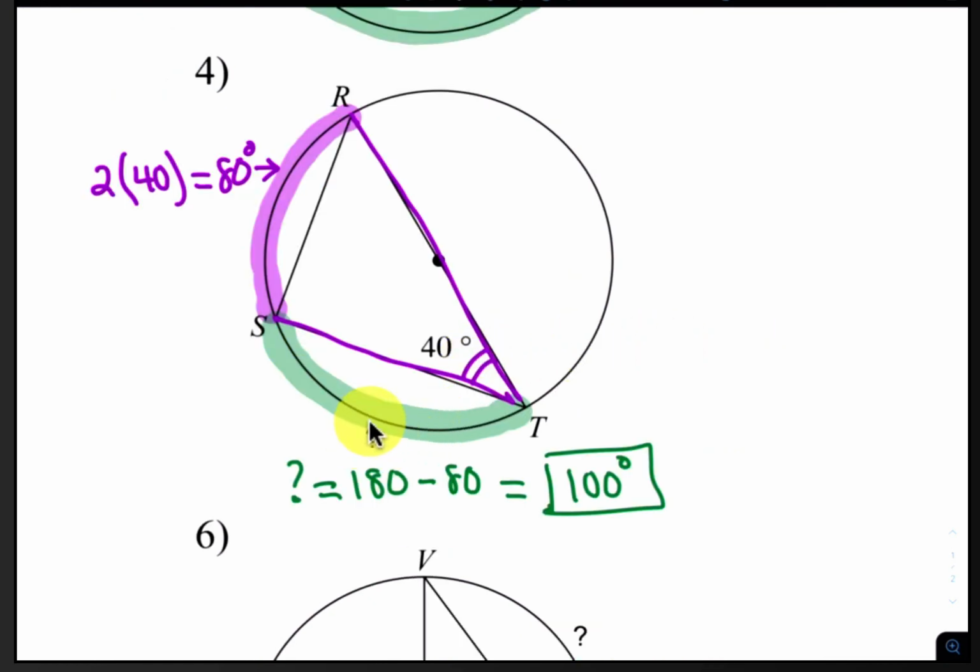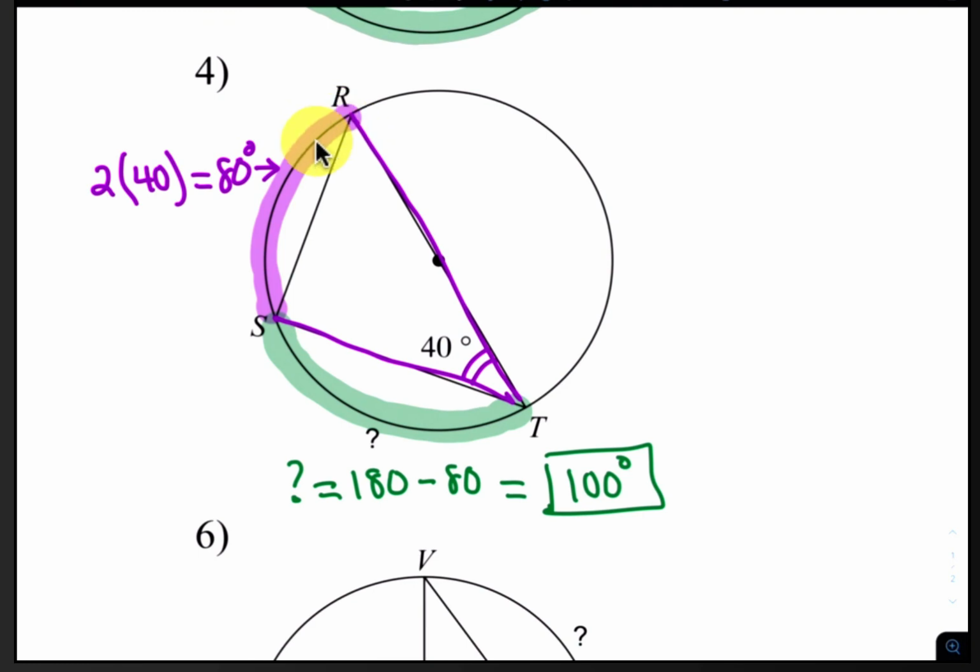For question number 4, we're looking for the question mark here, which is the arc that goes between S and T. To figure that out, first we look at the inscribed angle, which is 40 degrees. One side goes from S to T, and the other side goes from T to R. So the arc that goes from S to R covers the inscribed angle of 40. That arc is twice as much as the inscribed angle of 40. So 2 times 40 is 80. Therefore, the arc from S to R is 80 degrees.